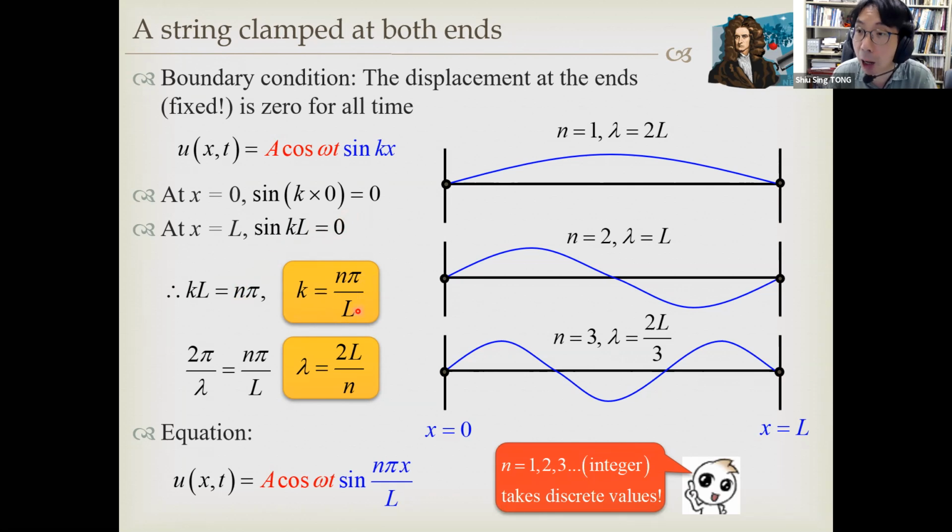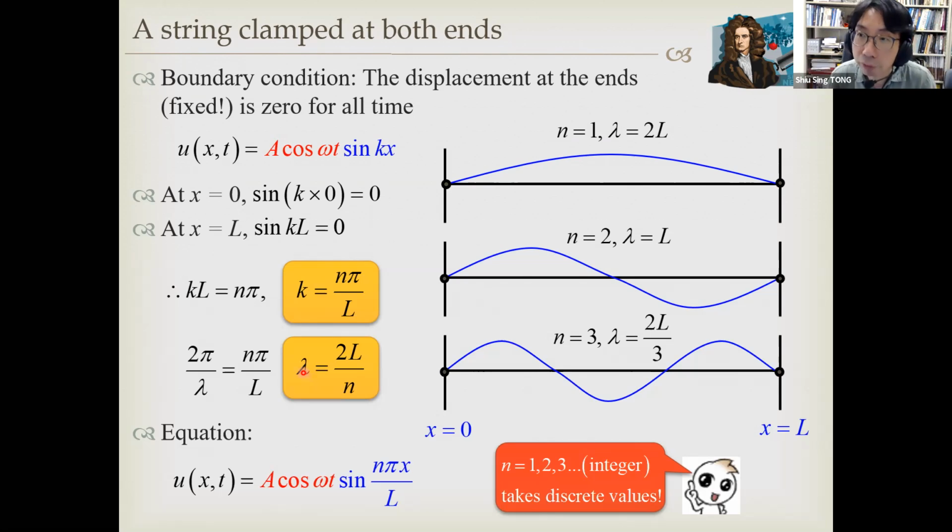I can solve for k now. But I want to express everything in terms of the wavelength, so that I have a better understanding of it. So I put k equal to 2 pi over lambda. And the pi cancels, I solve for lambda. And I can see that lambda is 2L over n. Okay. So with different values of n, I get different lambda.